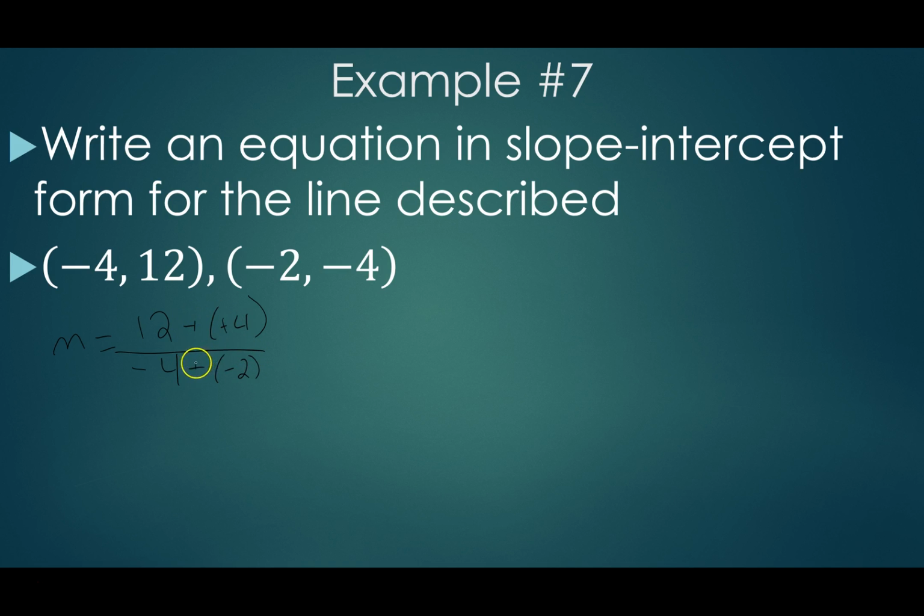So in both cases we're minusing a negative, so that becomes plus. 12 plus 4 is 16. Negative 4 plus 2 is negative 2. So we get a negative 8 for our slope.